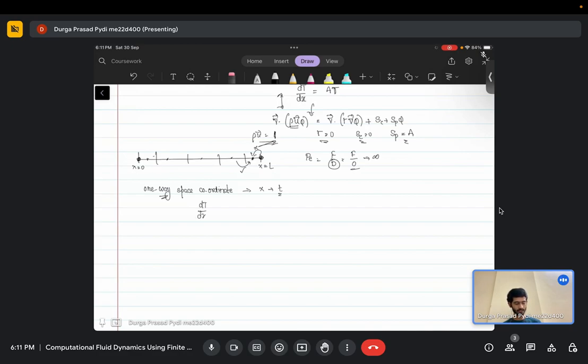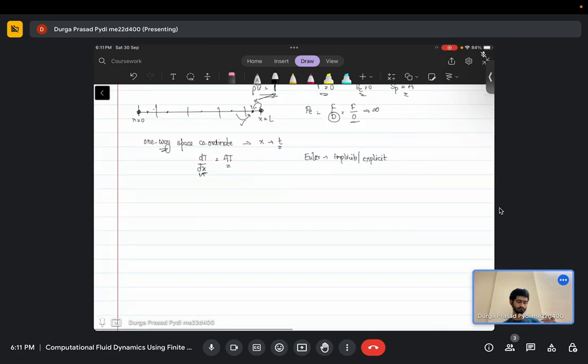Then you have dT/dx equal to aT, which is something that we know already. So if you treat this as time, then you can use any of the methods which we discussed. You can use the Euler method, either implicit or explicit, or we can stick to our Crank-Nicolson scheme. So we will say we will use the Crank-Nicolson scheme.